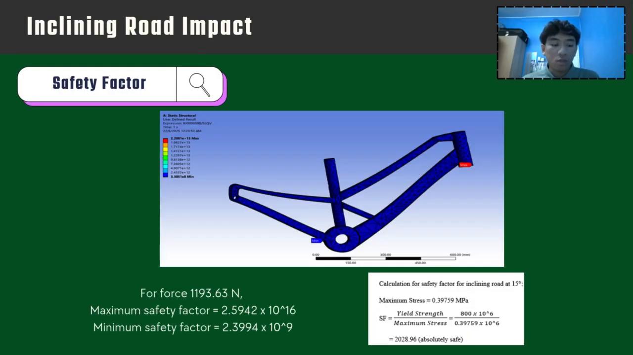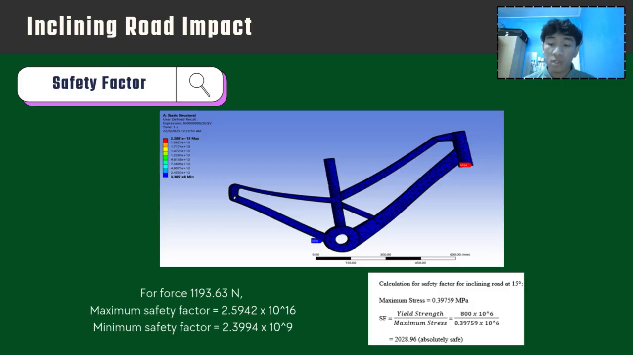Safety factor for the inclining road impact. For force, we put 1193.63 Newton, and the maximum safety factor is equal to 2.5942 times 10 to the power of 60, and the minimum safety factor is equal to 2.3994 times 10 to the power of 9.